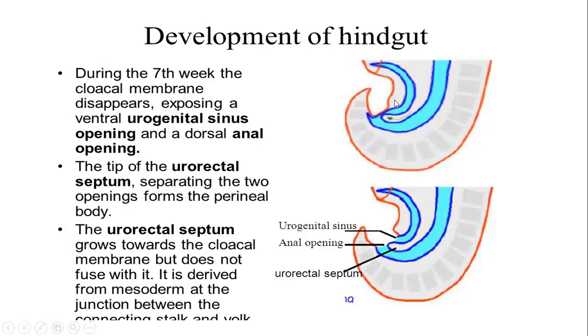So now these two, the urogenital system and the anal system, are separated by a small structure called the perineal body, which separates the urogenital from the anal opening. The urorectal septum grows toward the cloacal membrane but does not fuse with it. Okay, so this urorectal septum will go up to the cloacal membrane, but it does not fuse. It is derived from the mesoderm at the junction between the connecting stalk and the yolk sac.